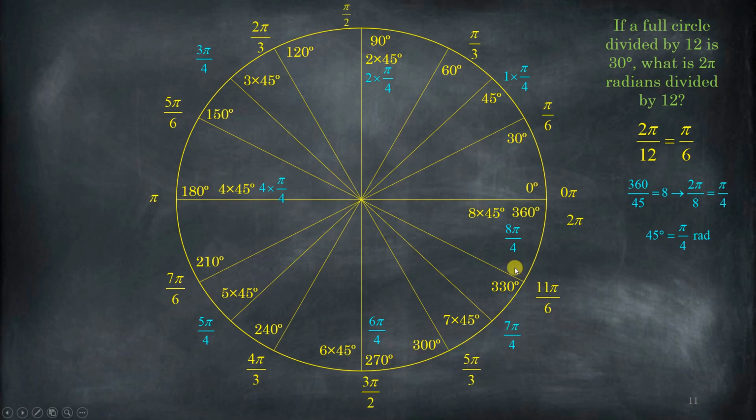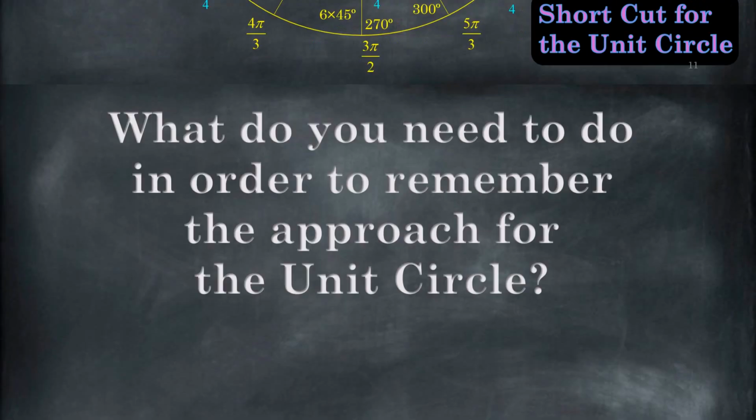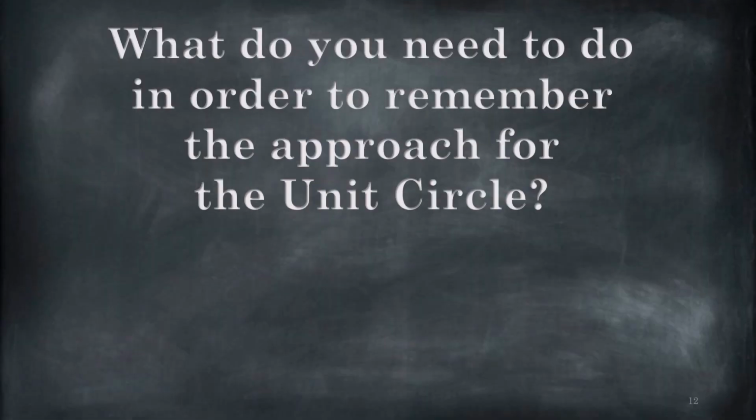And it turns out that the ones that reduce, well, we already know those. 8 pi over 4 is 2 pi. 2 times pi over 4, well, that's pi over 2. Do you see? So we have 1, 2, 3, 4, 5, 6, 7, and 8 pi over 4. Those are multiples of 45 degrees. And now we know what all of the angles are for the unit circle.